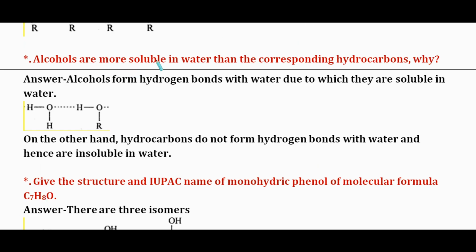Now, alcohols are more soluble in water than the corresponding hydrocarbons. Why? Alcohols form hydrogen bonds with water due to which they are soluble in water. This is a water molecule, HOH, and this is an alcohol molecule, ROH, and this is the hydrogen bonding between water and alcohol. That's why it is soluble in water. On the other hand, hydrocarbons do not form hydrogen bonds with water and hence are insoluble in water.